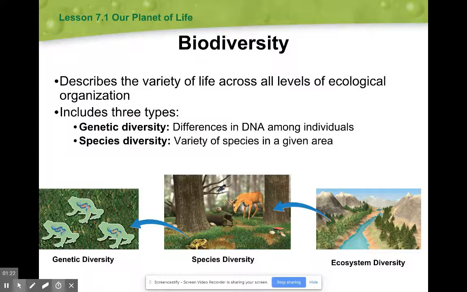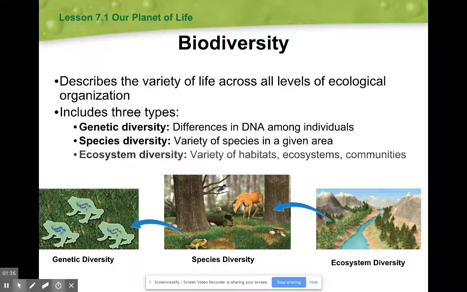We have species diversity. This is looking at a given area. So here you have your middle picture. How many species are in a given area, in a forest, in a wetland, in a tundra? So that gives us a very good idea of biodiversity. And finally, we can look at the ecosystem as a whole. So before, when we were looking at species, now with ecosystem diversity, we're looking at the entire habitat. We're looking at the communities, not only the communities themselves, but how they interact with other populations within that ecosystem.